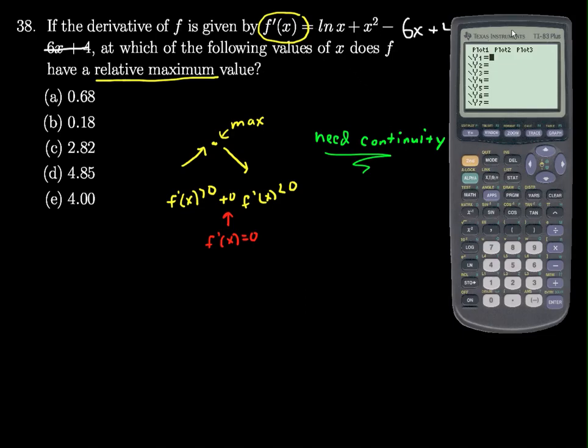So I want to graph this derivative: the natural log of x plus x squared minus 6x plus 4. Okay, let's graph this. We are looking for where the derivative goes from positive to negative. Let me zoom. Well, we can see this well enough. It looks like I'm starting out positive. Now that's not quite the case.